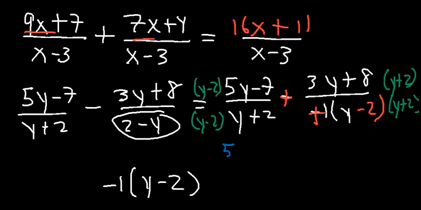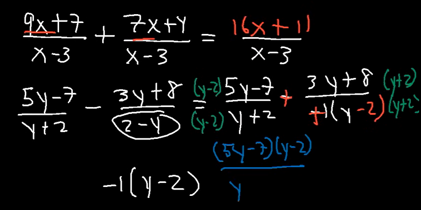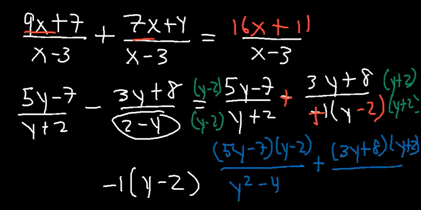So what we now have is 5y minus 7 times y minus 2. And then if we FOIL the denominator, it's going to be y squared minus 4. And then plus 3y plus 8 times y plus 2, divided by y squared minus 4. Okay, so let me write this down before I change the page.